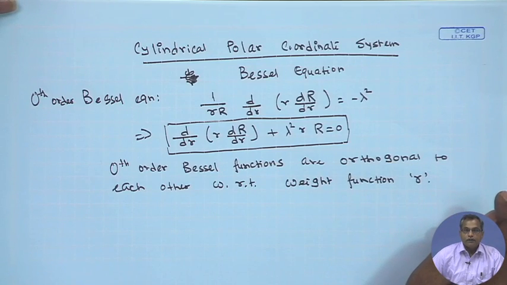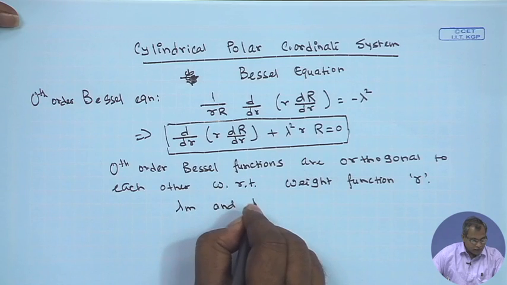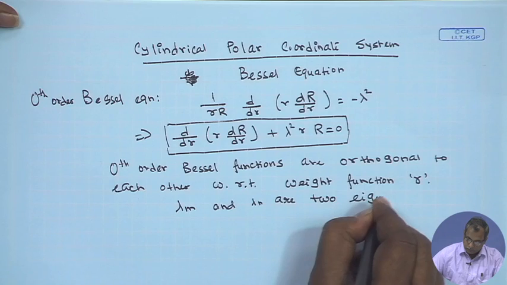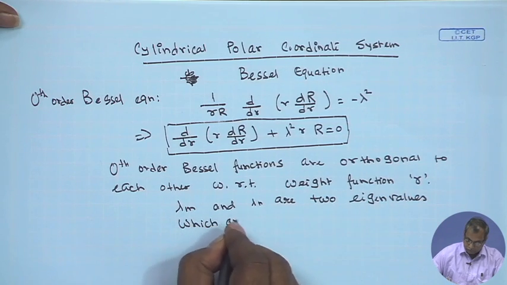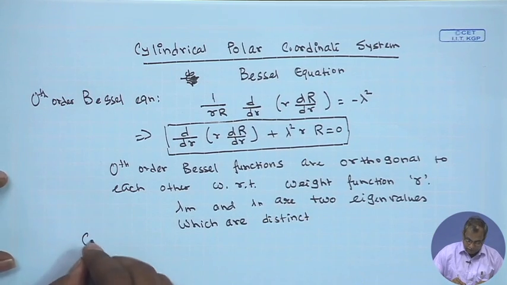Like in the rectangular coordinate system, we have seen the eigenfunctions like sine functions and cosine functions are orthogonal to each other with respect to the weight function 1. Now, in case of the cylindrical coordinate system, we will prove that Bessel functions are orthogonal to each other with respect to weight function r. So, let us say lambda m and lambda n are two eigenvalues which are distinct, and the corresponding eigenfunctions.